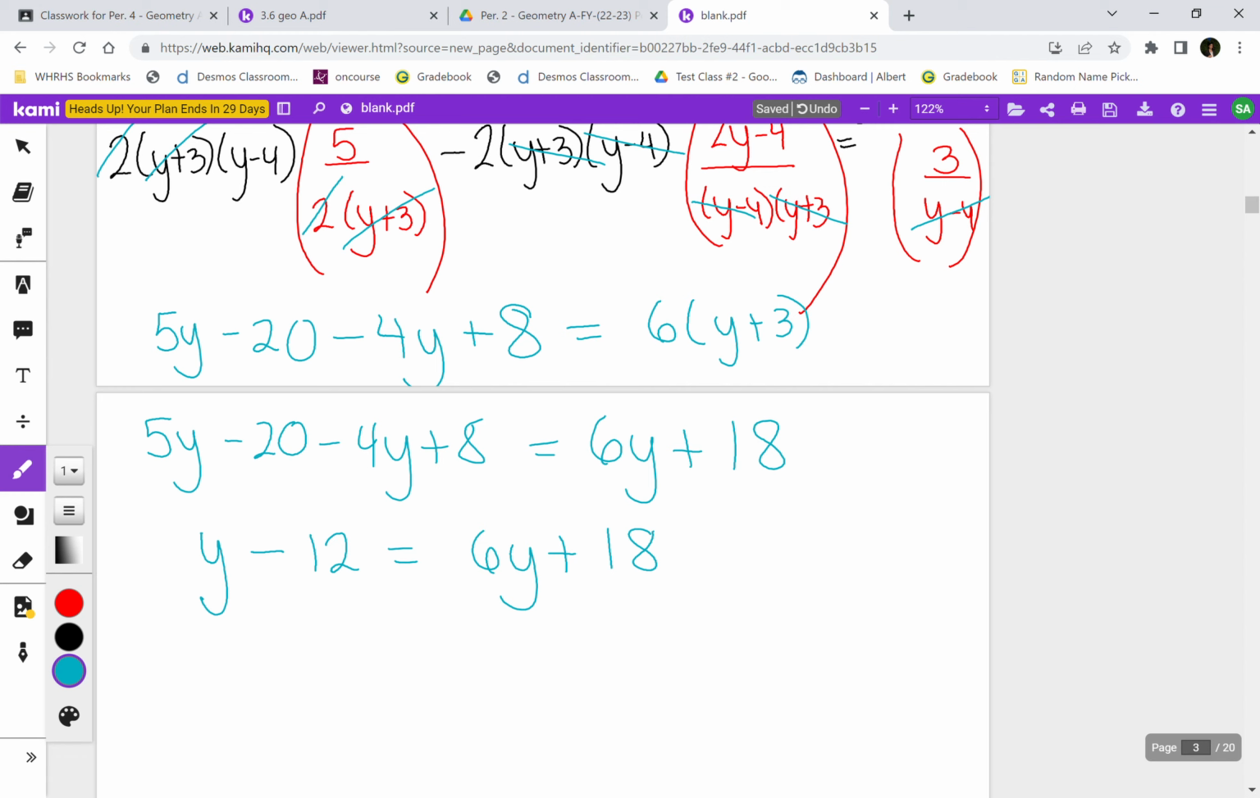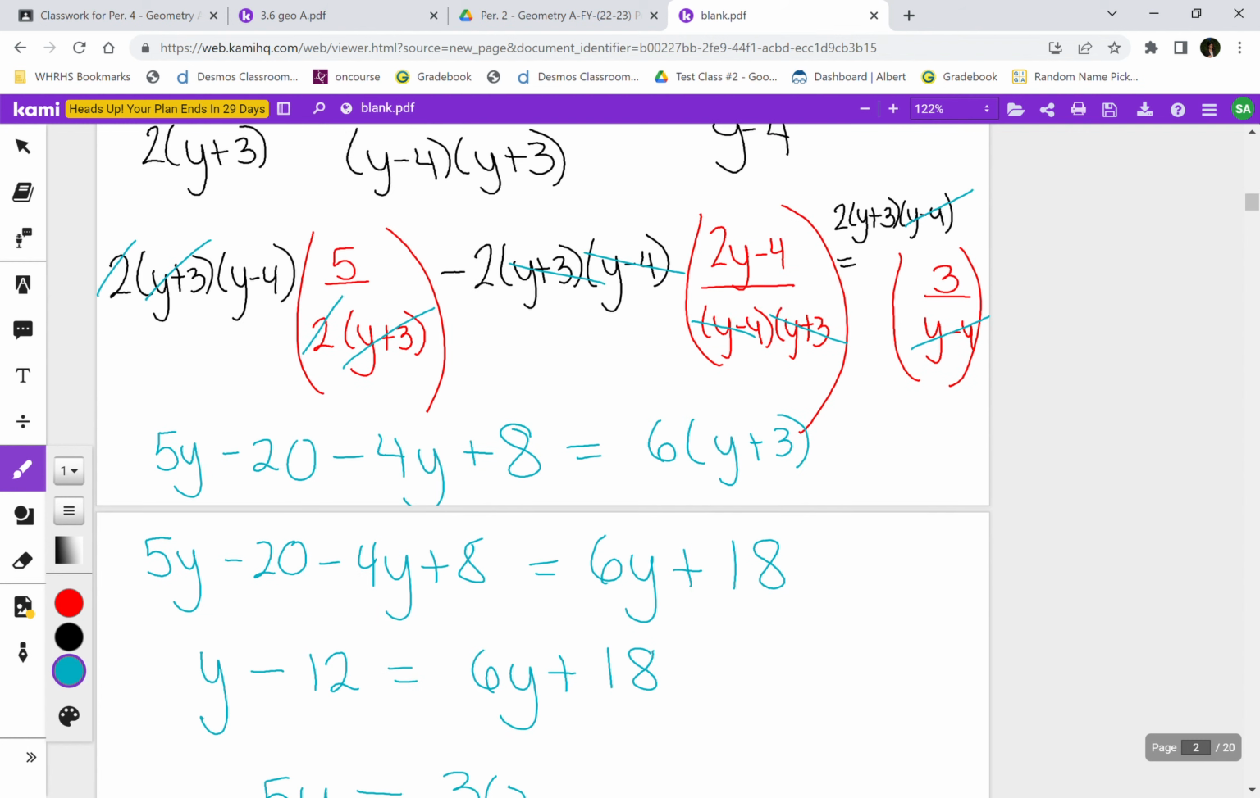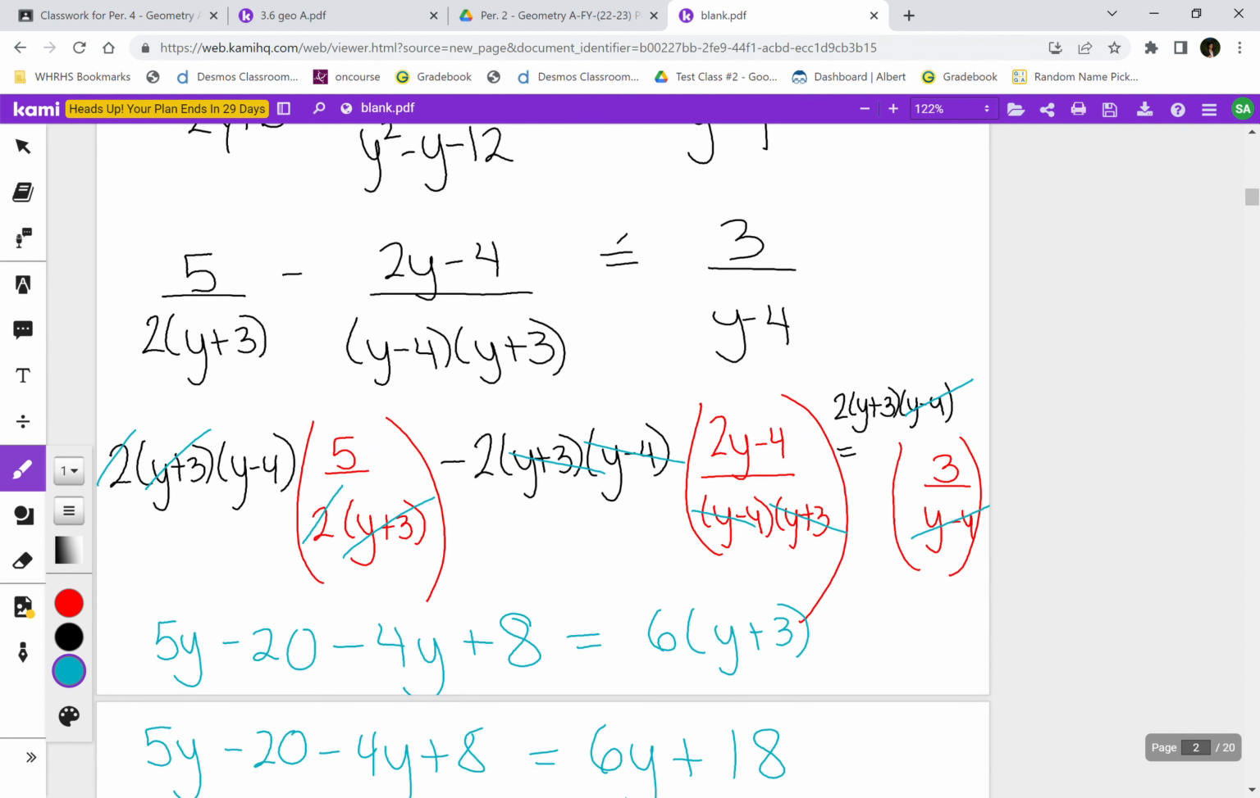I don't think it really matters. Subtract that 6y. I'll have a negative 5y equals a positive 30. So y will equal negative 6. What do we have to do now? We have to check for extraneous solutions. So with y being negative 6, I'd go into the factored form. I wouldn't go back to the original. The factored form is the easiest. By me plugging in negative 6 here, does it make any of the denominators 0? No. So we're good to go.